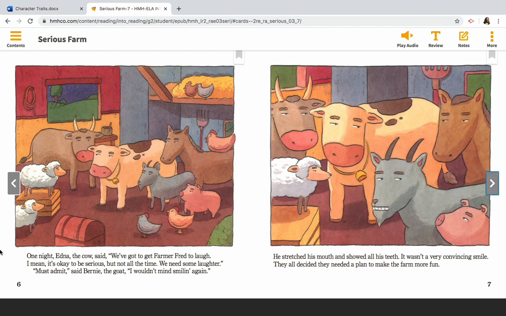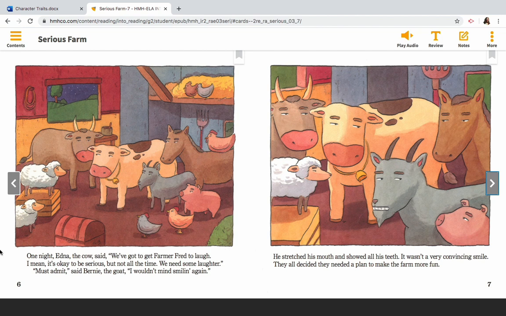One night, Edna the cow said, "We've got to get Farmer Fred to laugh. I mean, it's okay to be serious, but not all the time. We need some laughter." "Must admit," said Bernie the goat, "I wouldn't mind smiling again."